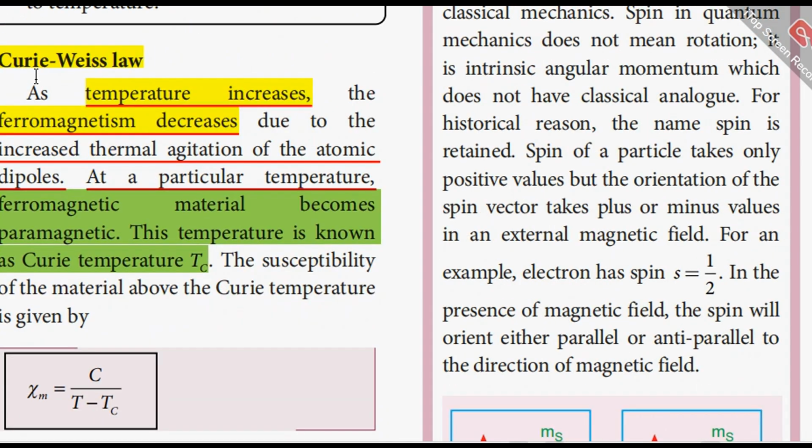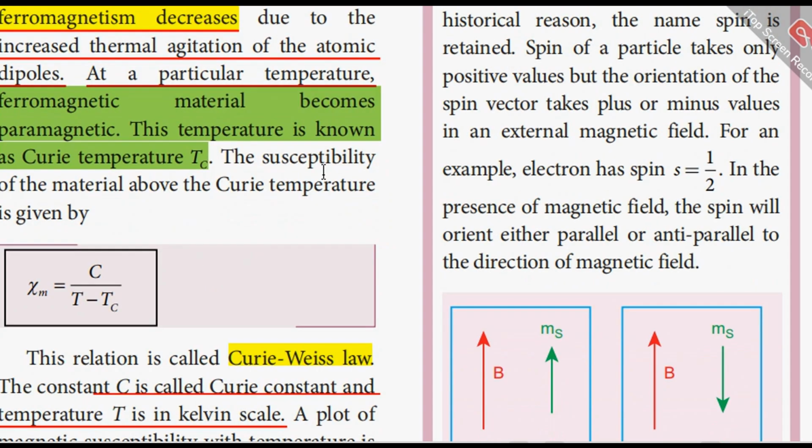Next, we study about Curie-Weiss law. As temperature increases, the ferromagnetism decreases. That is due to the increased thermal agitation of the atomic dipoles. At a particular temperature, the ferromagnetic material becomes paramagnetic in nature. This temperature is known as the Curie temperature, Tc.